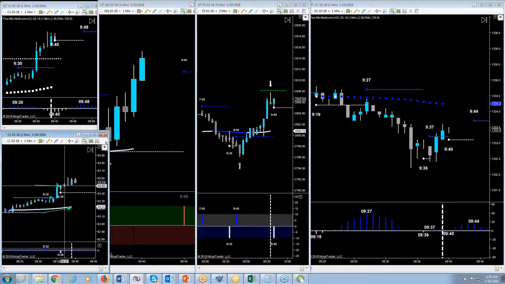Over here in crude, there's another one of those buying signals in the direction of the trend.